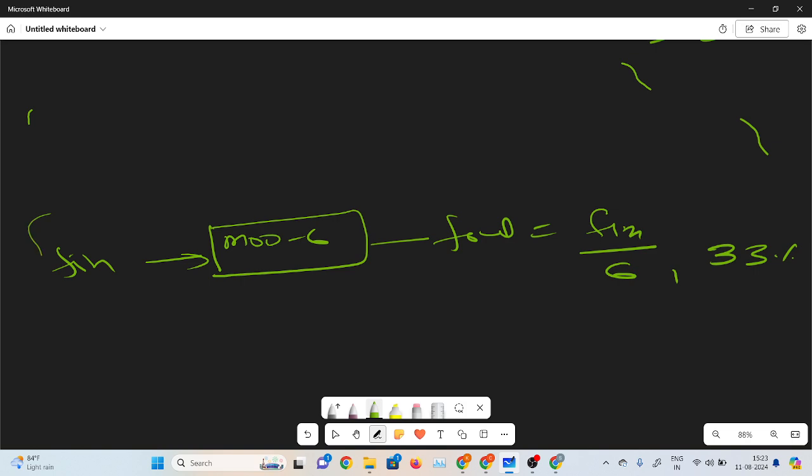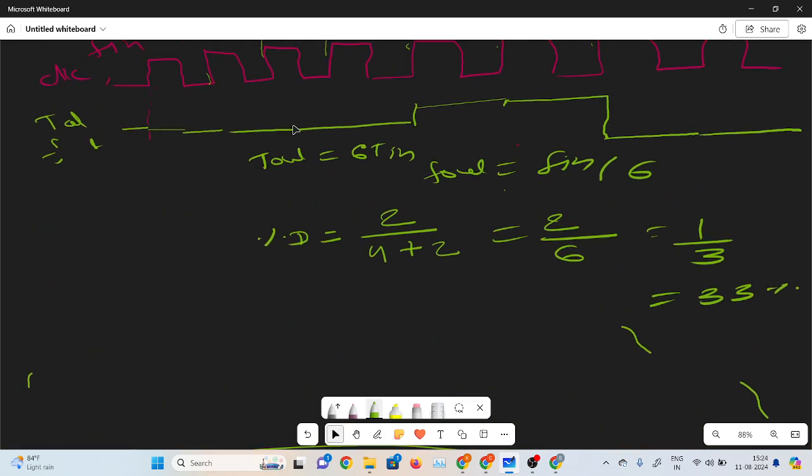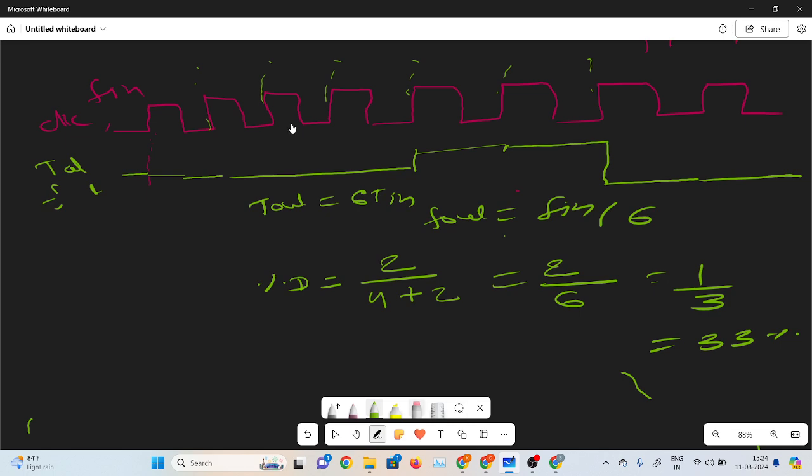So this thing I designed. How can we change this to a 50% duty cycle? So this is the thing. Okay, come back here in the graph. In this, I need to design it with a 50% duty cycle.